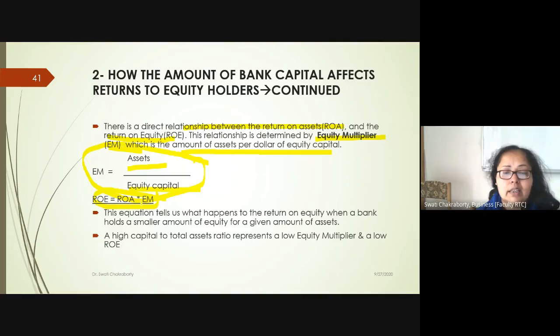So what does this say? This equation tells us what happens to the return on equity when a bank holds a smaller amount of equity for a given amount of assets, right? So with a higher capital to assets ratio, when the capital is high, the equity multiplier decreases. And when the equity multiplier decreases, return on equity also decreases.